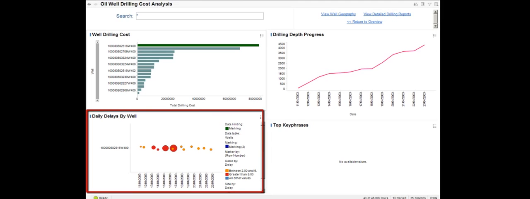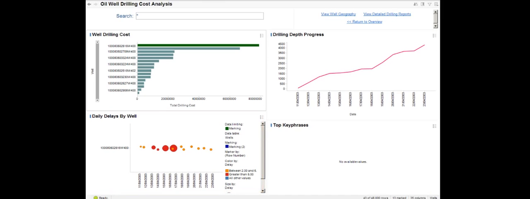On the lower left, we see the daily delays by well. So now we are not only looking at the depth progression, but we are also seeing the daily reports that mentioned delays in them and how large those delays are. The red markers are the delays that are most severe, and if you hover over these, a tooltip will appear giving you more information about how long the delay lasted. For example, this is a 17-hour delay versus some of these smaller markers that were for a 5-hour delay.